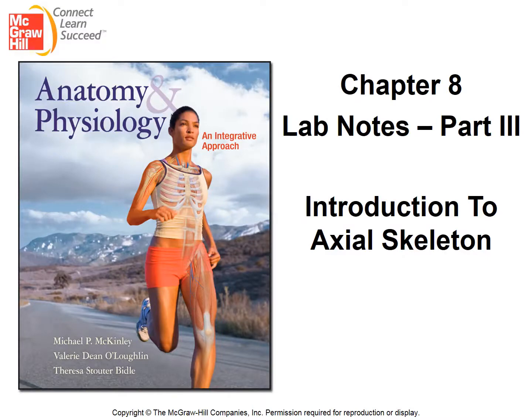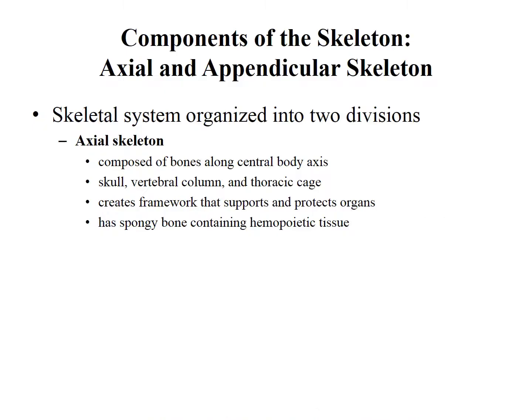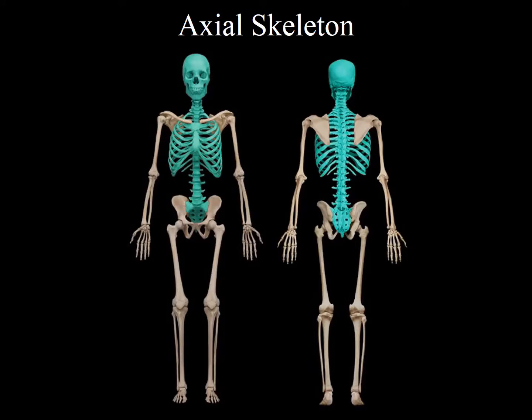We're going to continue on with Chapter 8 lab notes, moving on to Part 3, which is going to cover the axial skeleton, specifically the vertebral column and associated bones. Now, just a reminder that the axial skeleton consists of the skull, the vertebral column, as well as the thoracic cage. And again, the axial skeleton here is highlighted in that kind of sea green.